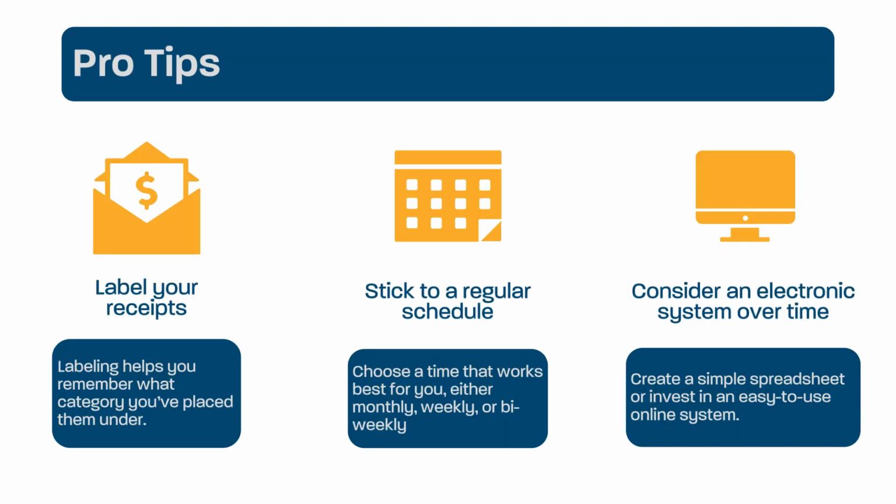Here are some pro tips to keep in mind. Label your receipts so that you remember which category they belong in. Stick to a regular schedule. Make sure you regularly update your records, whether monthly, every other week, or every week. This will save time and headaches in the future. Leaving your expenses and revenue to pile up will not help you.